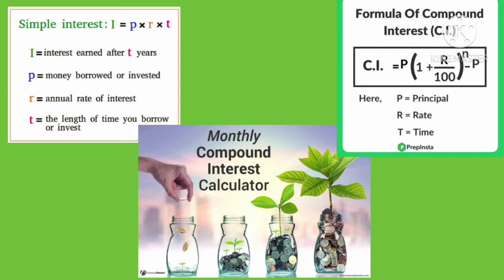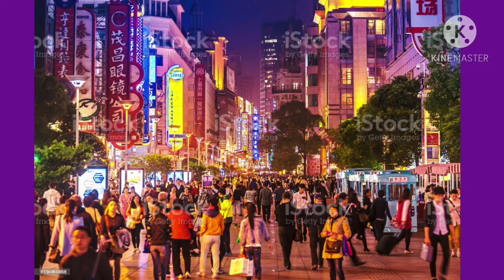Moreover, we have discussed the formula to find out simple interest, which is equal to P into R into T, and the formula of compound interest, which is equal to P into 1 plus R upon 100 raised to power time, minus principal. Now let us discuss some more applications which are based on compound interest, and for that first of all we will find the population of a town.